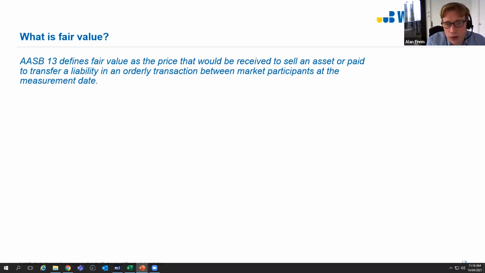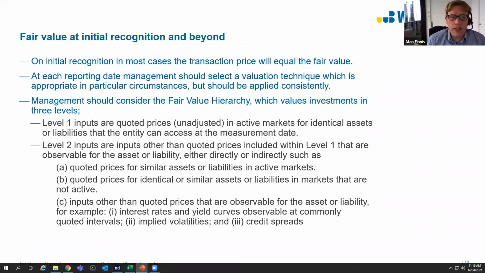AASB 13 defines fair value as the price that would be received to sell an asset or pay to transfer a liability in an orderly transaction between market participants at the measurement date. So this is how we assess fair value. I think some of you on the call will have heard of the level 1, level 2 and level 3 assessments of how we measure fair value. And the real implications here come down to disclosure.